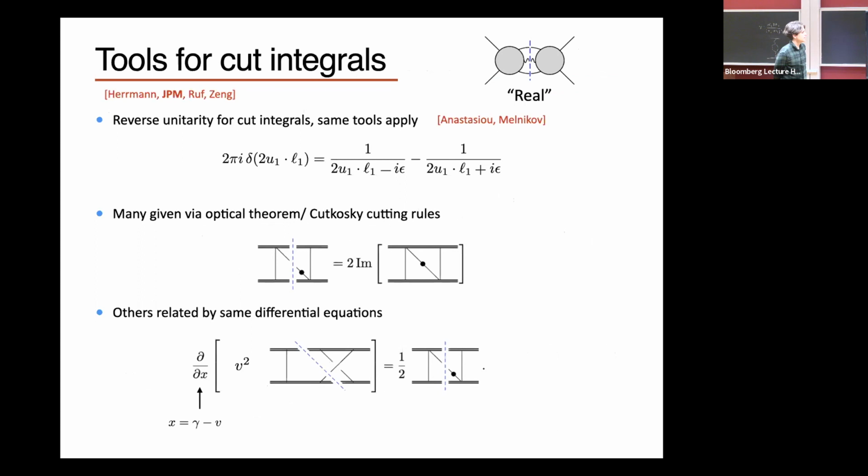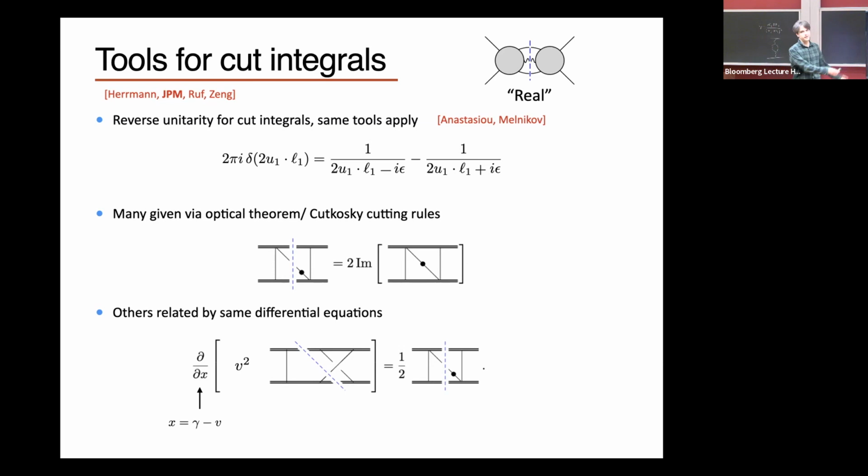And so for the cut integrals, we also use techniques from QCD. This is called reverse unitarity, where phase space integrals we replace by ordinary integrals with a different i epsilon prescription. So we turn everything again into an ordinary Feynman integral, and use relations like Cutkosky rules and the optical theorem. The differential equations are also satisfied by this, so we have the tools to compute everything. And all of this is directly imported from colliders.